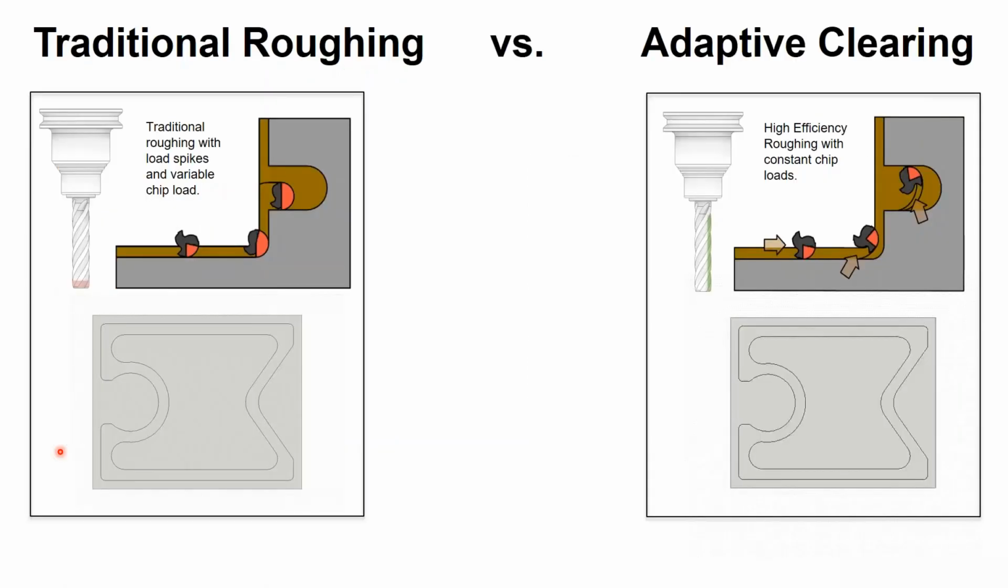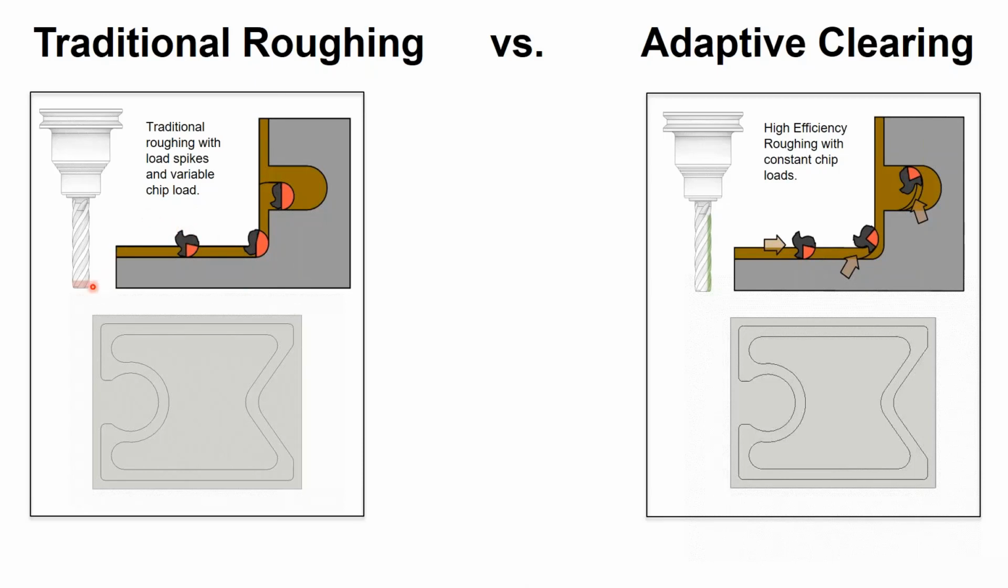I would like to talk a little bit more about adaptive clearing, just to make it clear what it does and how good it is. On the left-hand side, we have an example of traditional roughing, and on the right-hand side, we have an explanation of the adaptive clearing. So let's look at the traditional roughing. And let's look at this part from above. And this is actually the milling tool that we can see here.